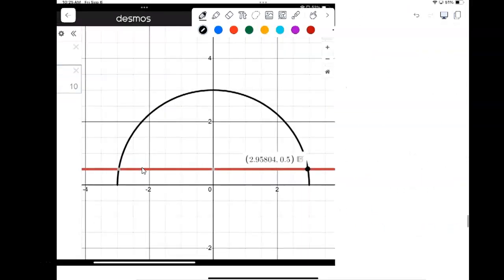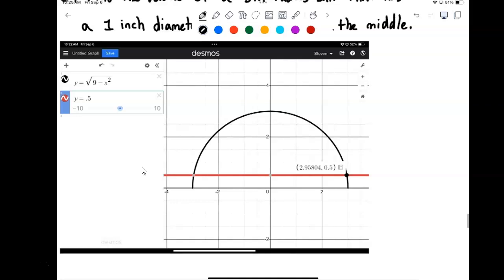So here's our picture. There's our circle right here, radius 3. That's just the equation right there, y equals square root of 9 minus x squared. And then I have the line y equals 1/2 because it's a diameter 1 circle hole that we're going to drill out. We're going to drill out a 1-inch diameter hole out of our circle. So we take our ball and we're going to drill that out.